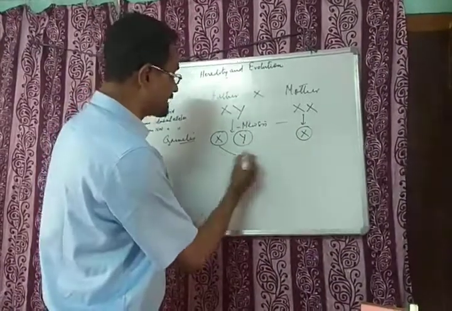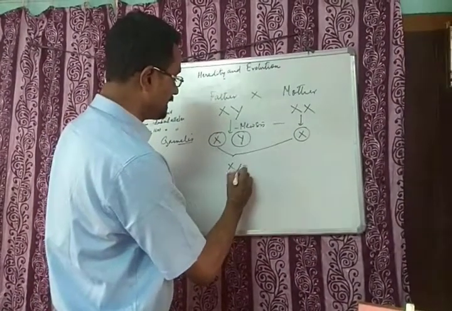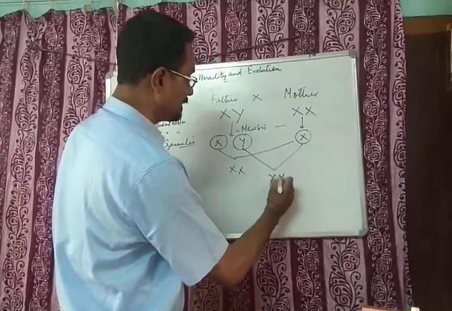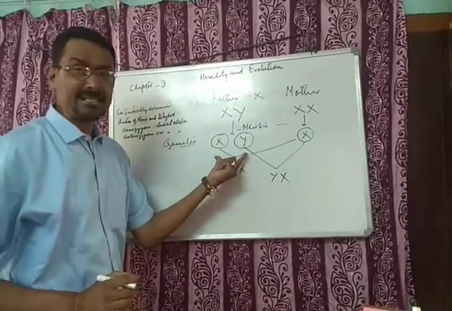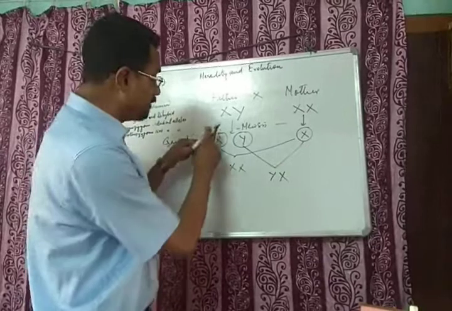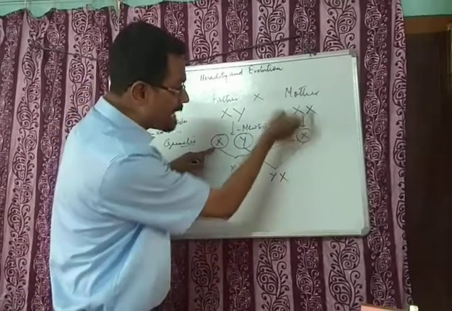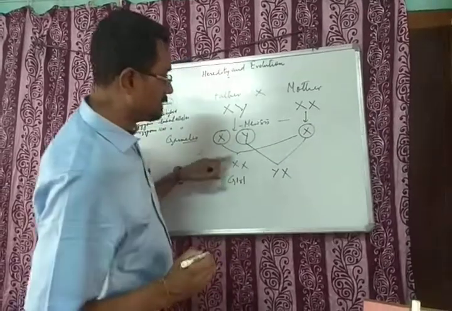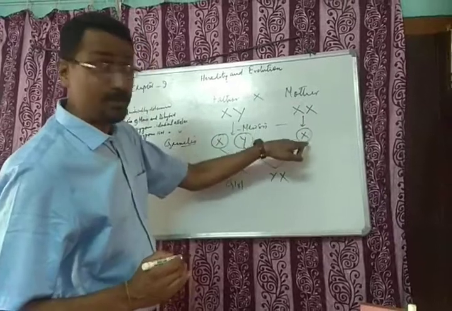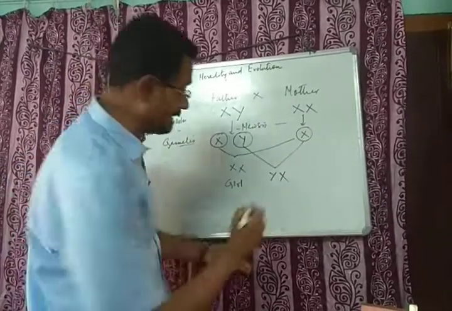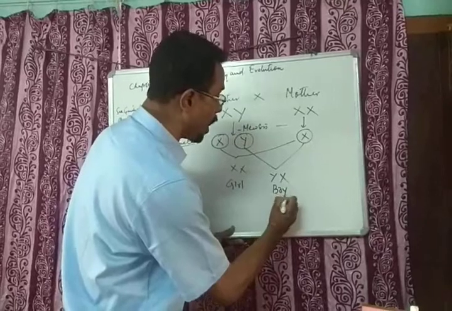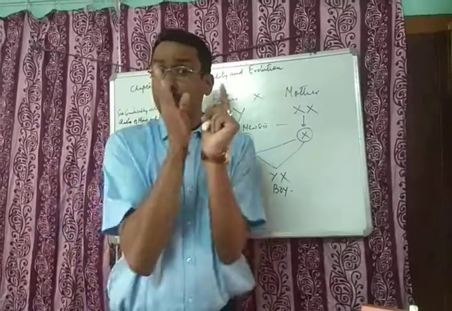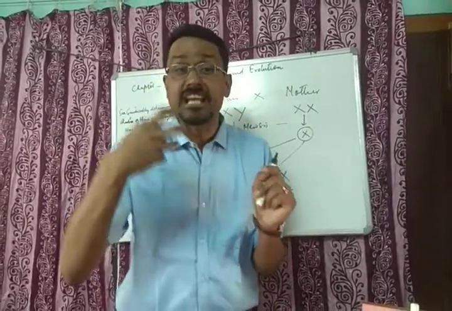So, this X, if it unites with this X, and if this Y unites with this X, see now, the father has two types of gamete, the mother has one type of gamete. If one type of father's gamete unites with the one type of the mother, the mother always having one type, this will be a girl. This one is Y uniting with X. So X and Y lead to the formation of a boy. This is sex determination. So we have to keep in mind our sex is determined genetically.